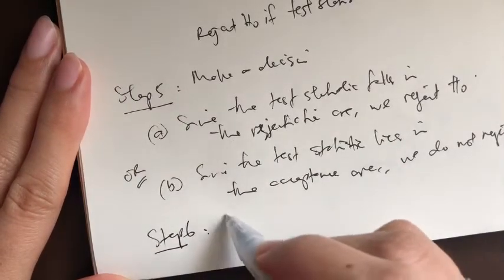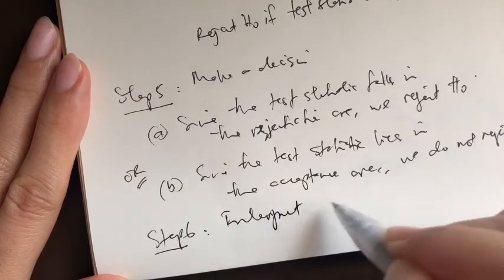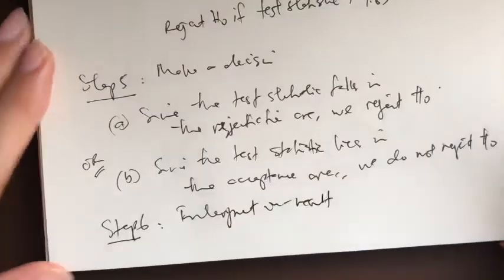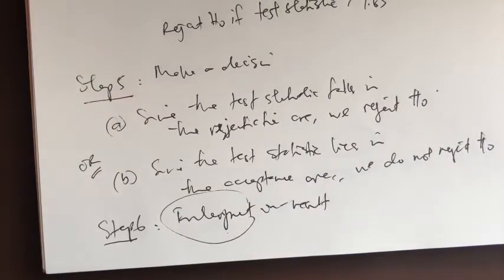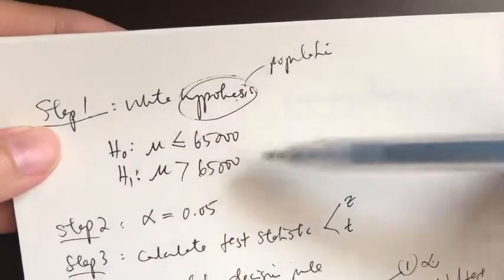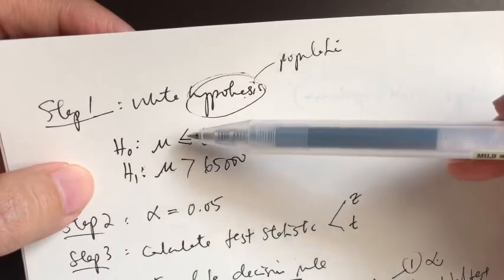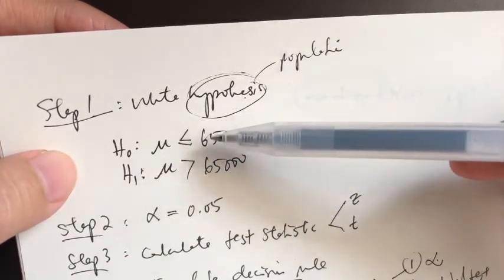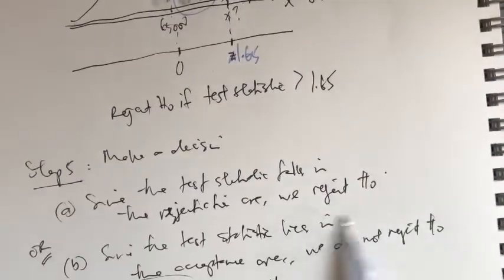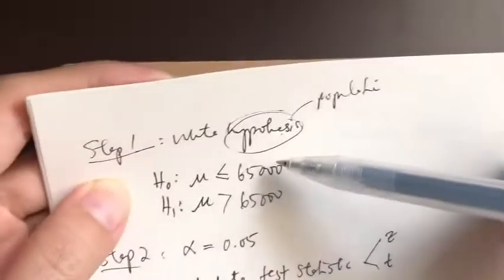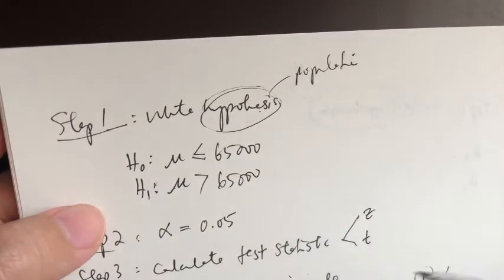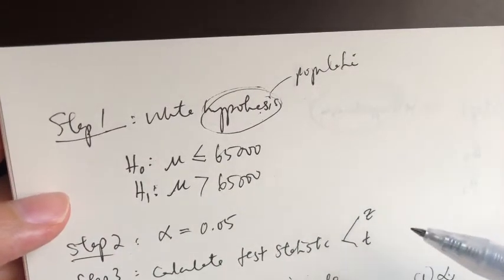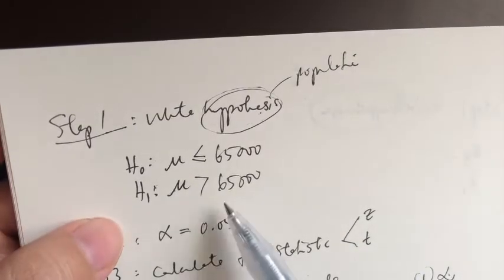And of course, step number 6, we interpret our result. Normally when we interpret, we have to go back to the context of the question. In our case, our null hypothesis is that the average income of women is less than or equal to $65,000. If we reject the null, that means we take the alternate. So we can say that based on our evidence from the sample collected, we can conclude that the average income of women is greater than $65,000.